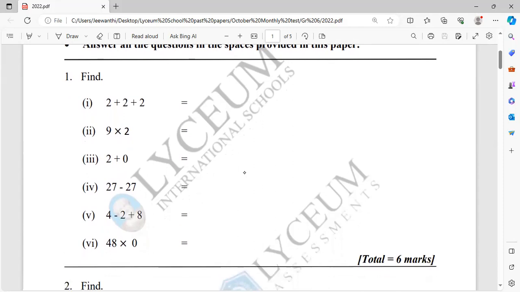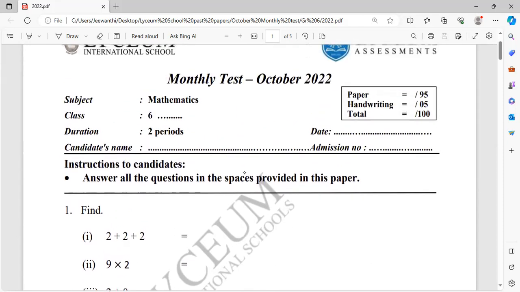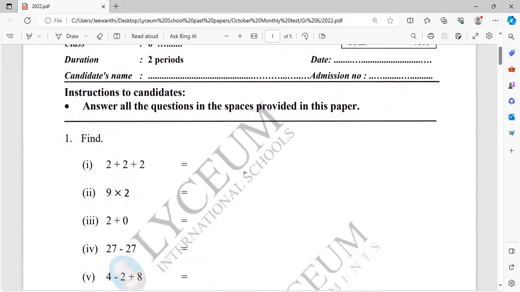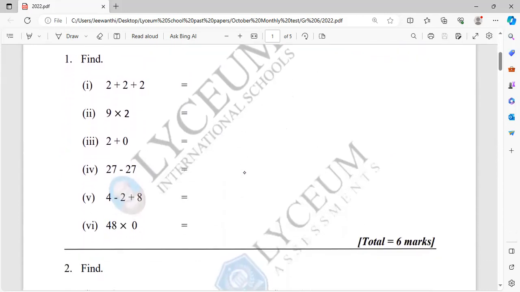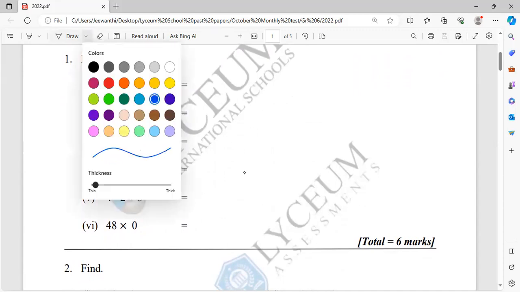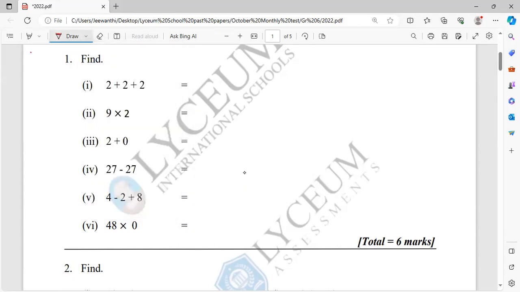So we will move to question number one. If you check the other past papers, 2021, 2020, and 2019, the first question always carries this kind of simple question that tests your math operation knowledge, which you have gained throughout your primary grades. The first one is addition. These are very easy, so I don't think I need to explain them that much. Here, 2 plus 2 plus 2, the answer is 8. If you are struggling to get the answer at once, you can use the working column on the right side and add them up to get the answer.